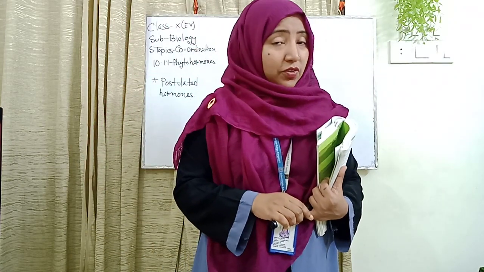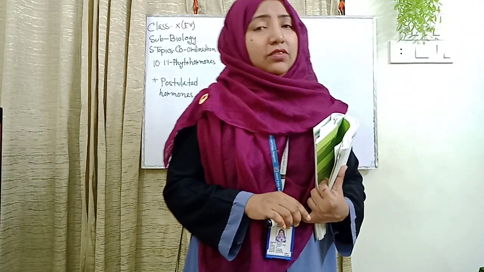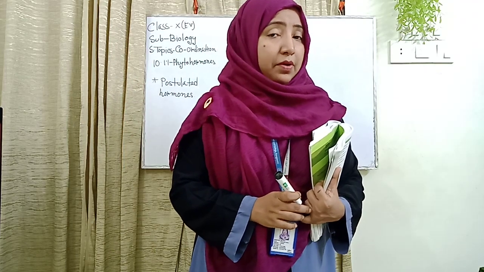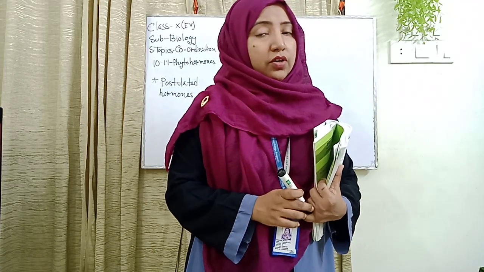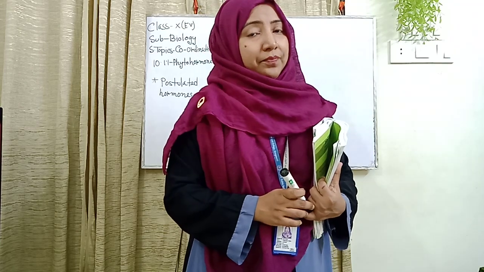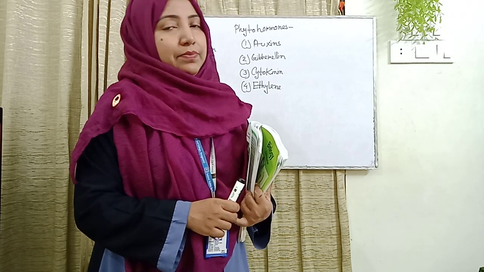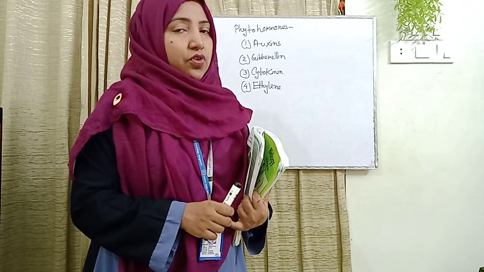Today I am going to start our new topics and also the new chapter. Our new chapter is coordination, which is chapter 10. Here in coordination, I will explain the phytohormones, or plant growth substances. Among the plant growth substances, there are basically auxins, gibberellin, cytokinins and others.